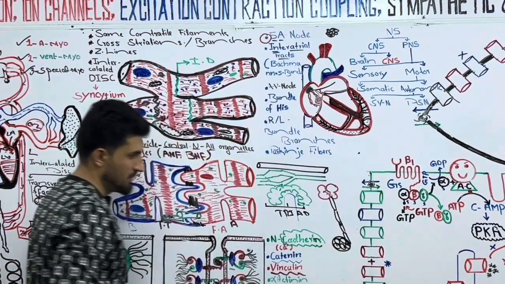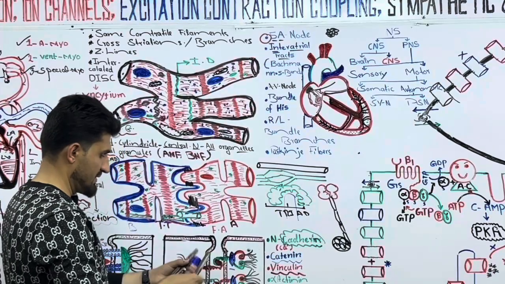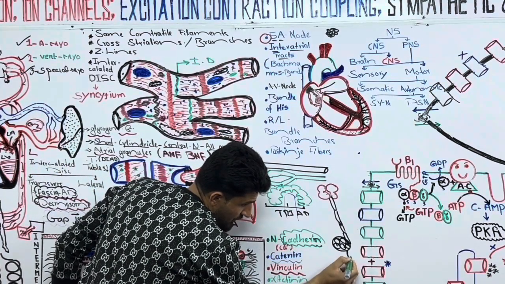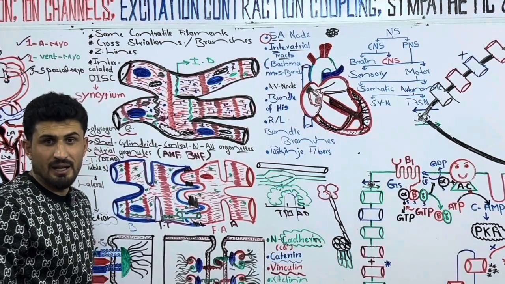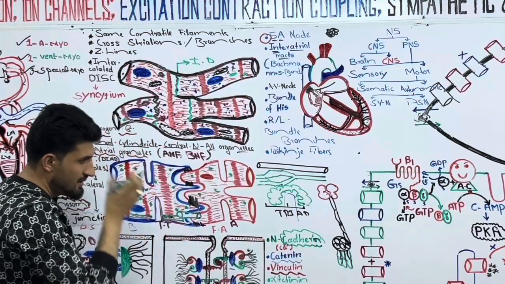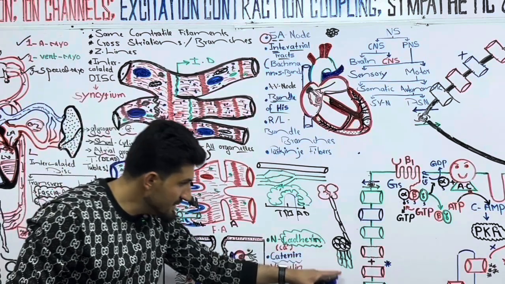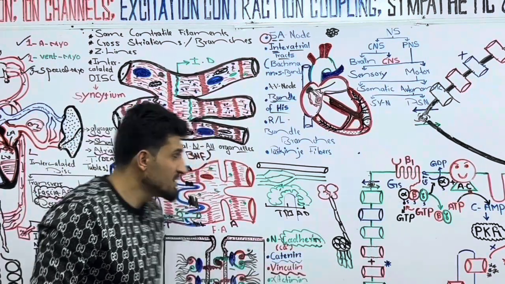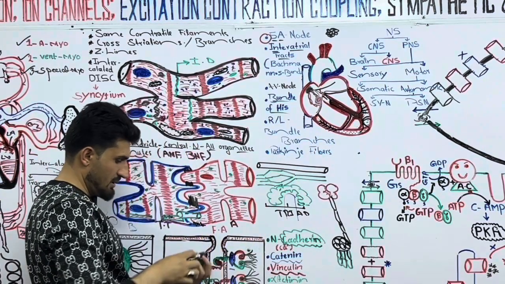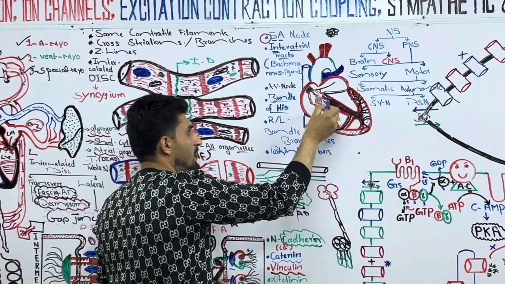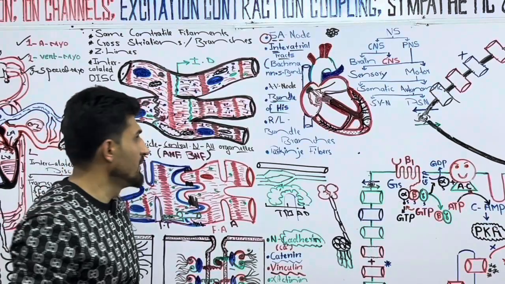The AV node is made of a group of cells interconnected to each other by gap junctions. Then from the AV node a group of cells emerge, and this group is called the bundle of His. They are interconnected to each other, and they are also special myocardium. Let me color this part. This part is called the bundle of His, and His is the name of a person.